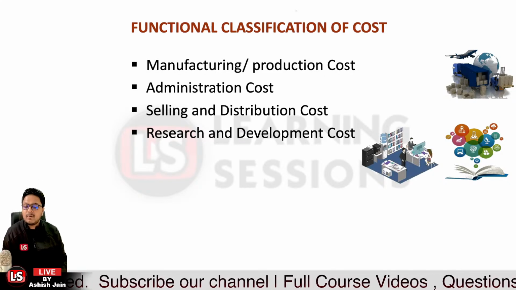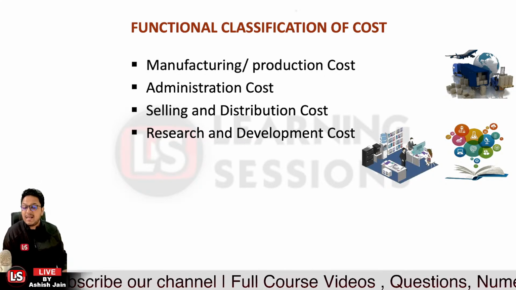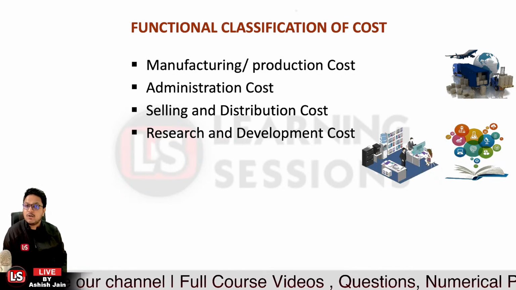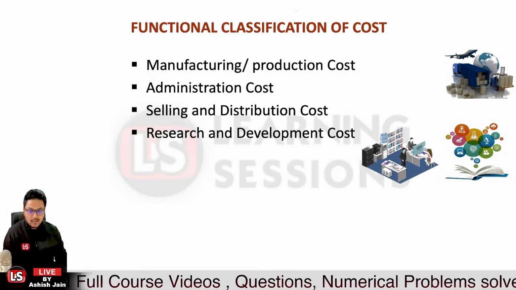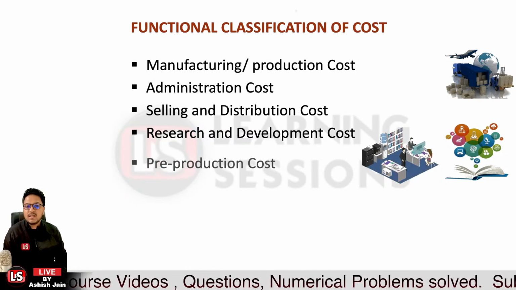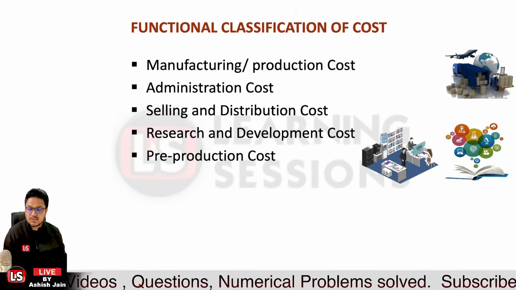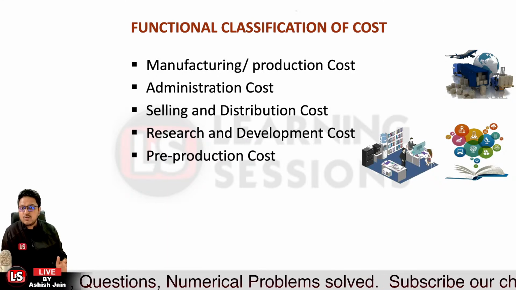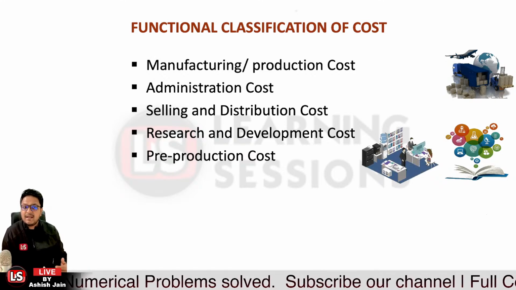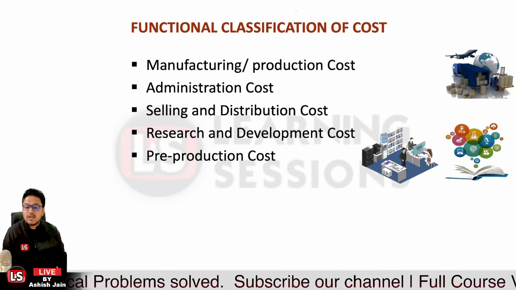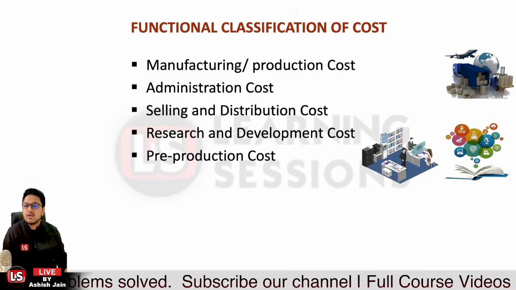And even if you are developing a website or some algorithm for your product, for your website, for your chain, that will also be covered under the research and development cost. The next, it's related to pre-production cost. So when you have not produced the product yet, but you are spending some amount on the production, okay, that is also the pre-production cost.